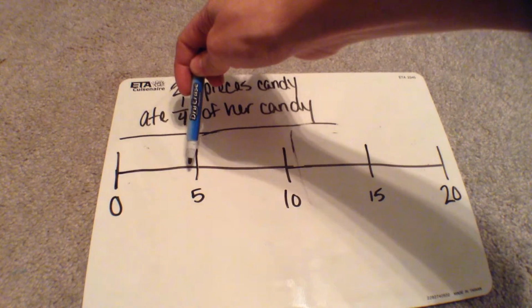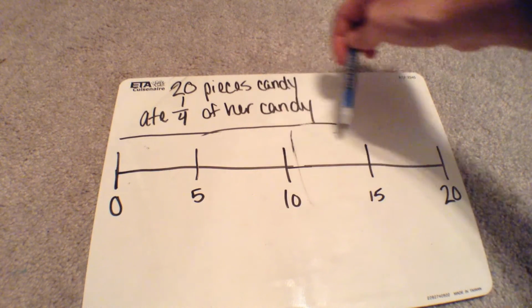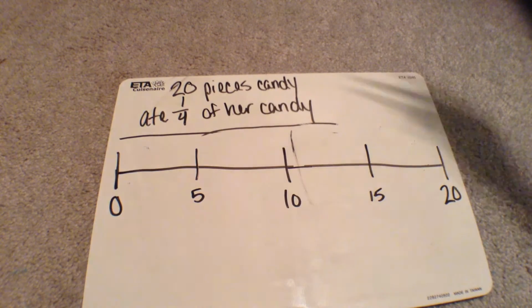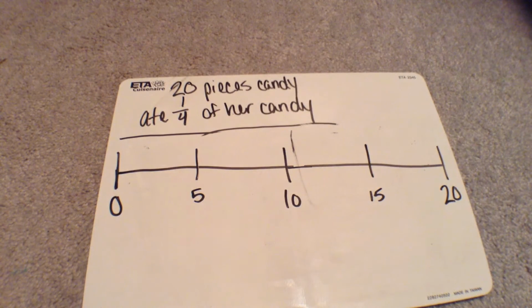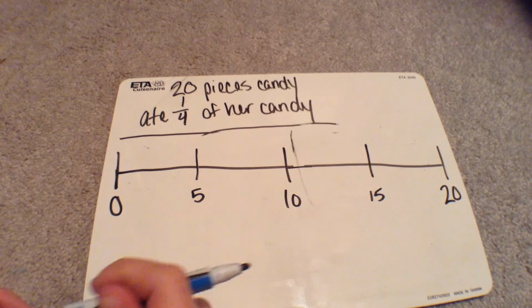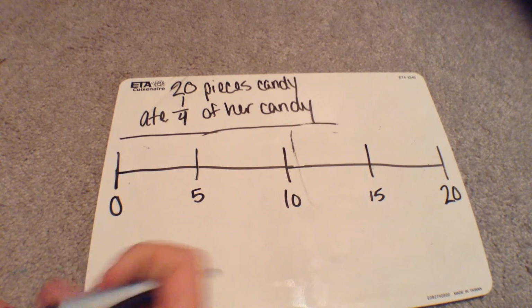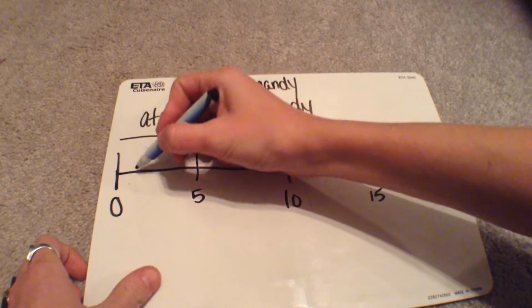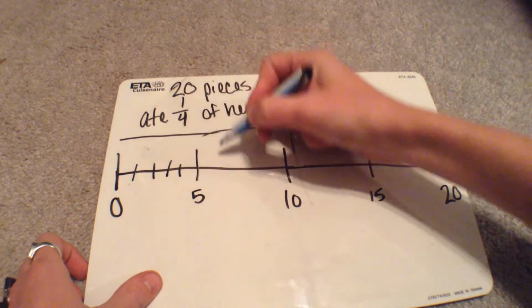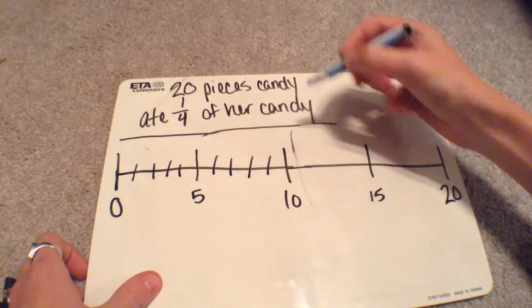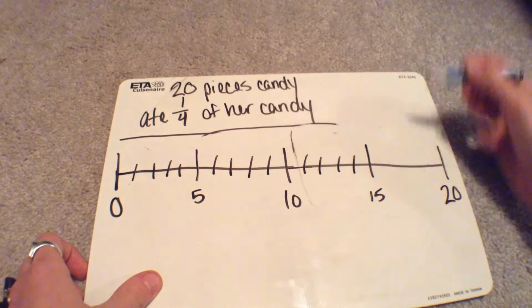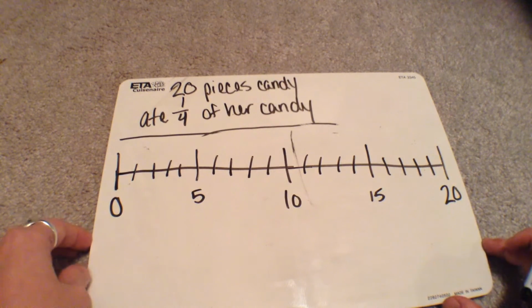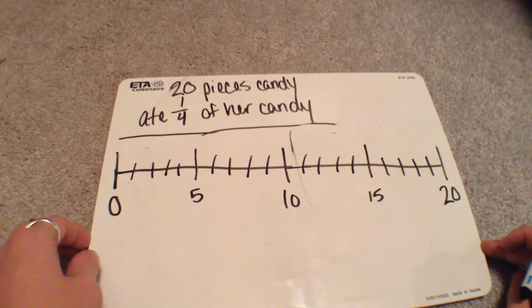There's 1 part, 2 parts, 3 parts, 4 parts. But are they equal? Let's see. That's the key. They have to be equal. The denominator in a fraction means the number of equal parts that the whole is broken into. Okay, so we're going to count these, and we're going to make sure that they're equal.